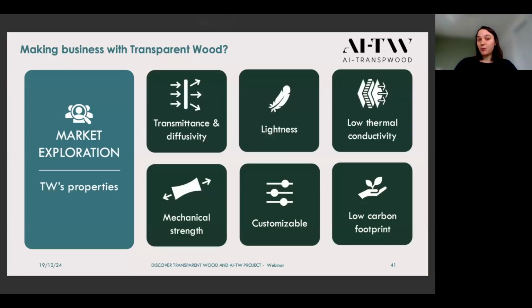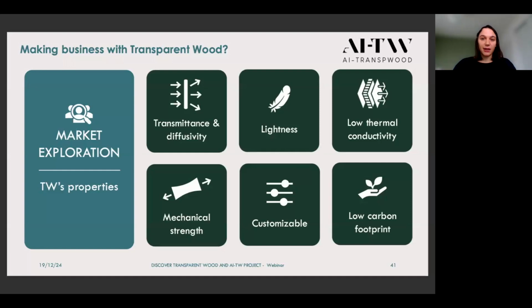First, considering transparent wood's properties. So we have covered that a little bit already, but a wide range of properties can be obtained. In a general way, transparent wood offers high transmittance, meaning that it allows most of the incoming light to go through the material. It also typically shows significant diffusivity. You also saw that with the samples. So scattering light, which can be an issue in some applications, but can also be an interesting element for some other applications and something that we can leverage.